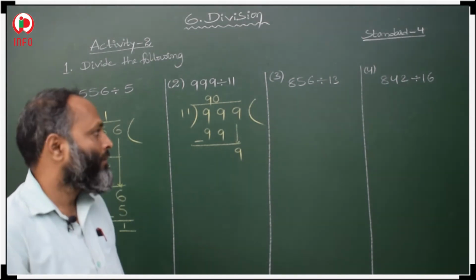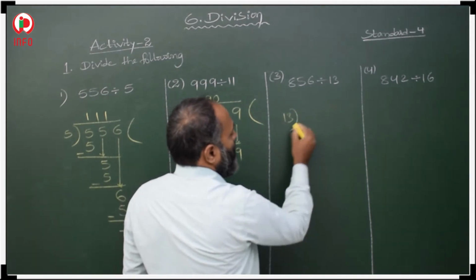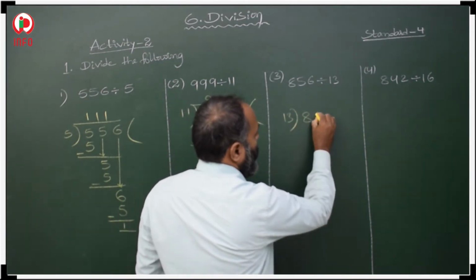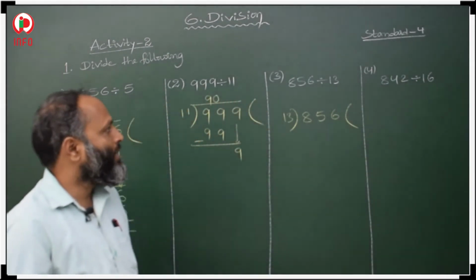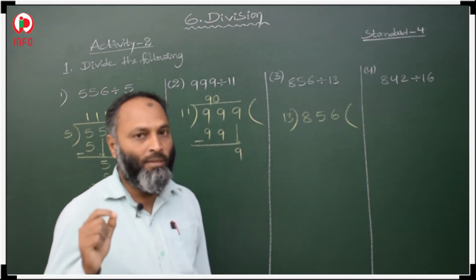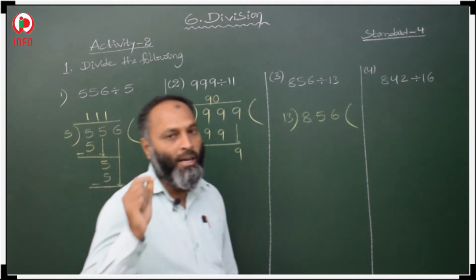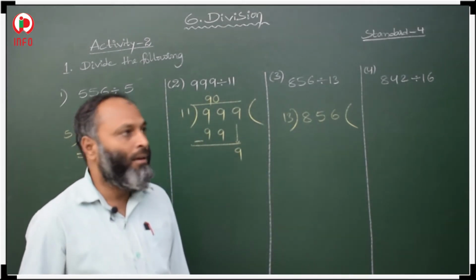Okay. Now 13 divided by 856. In all this, in divisions and multiplication, be perfect in tables. Tables are very important. Okay. So learn your tables by heart. Till 20 tables you have to learn by heart.